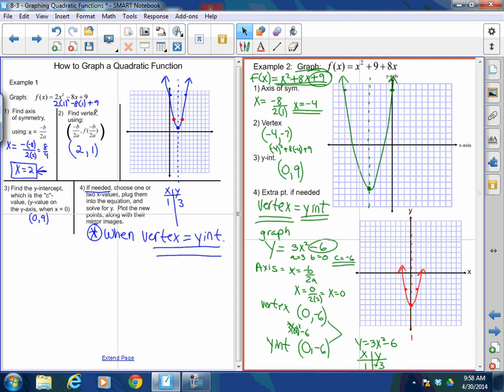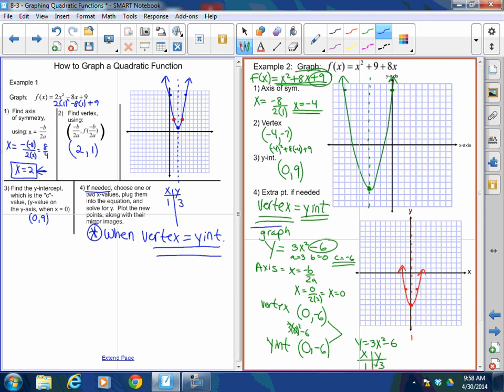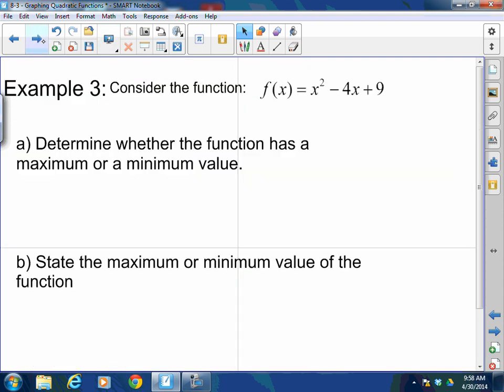And do you understand now, hopefully, when you need the extra point? Any questions on this? Because I still have time, but I still have to do some more. Okay, we'll move forward. Thank you.